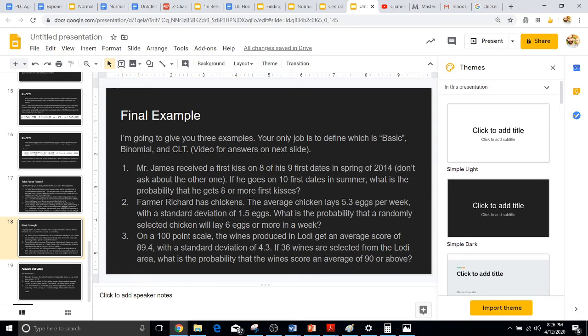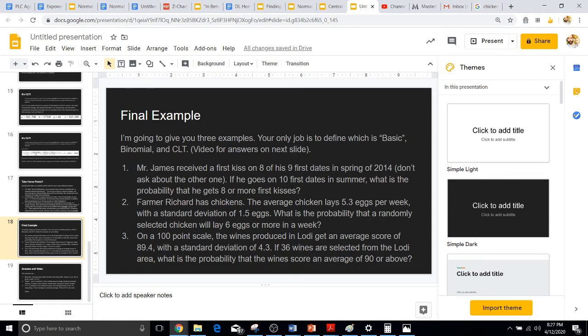For number one, it says Mr. James received a first kiss, ooh la la, on 8 of his 9 first dates in spring of 2014. Don't ask about the other one. If he goes on 10 first dates in summer, what is the probability that he gets 8 or more first kisses? All right, well, this one should immediately trigger vomiting in you, but if it does not, you should be able to figure this one out pretty quickly.